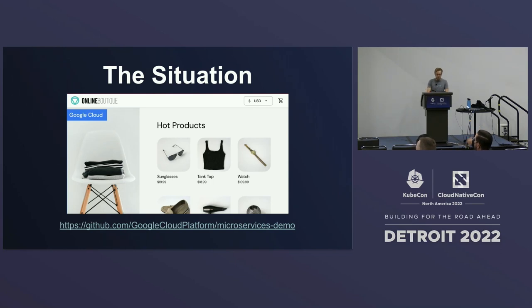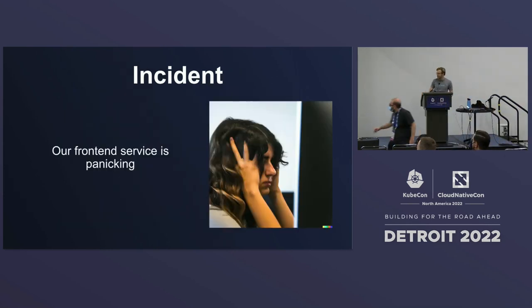So here's the situation. Imagine we're working at an e-commerce company called Online Boutique. We're selling a bunch of hip, trendy items, and things have been chugging along pretty well recently. We've had no problems, code is shipping, everything's great, until today. The front-end service is panicking. Something is happening there, and we don't really know what's going on.